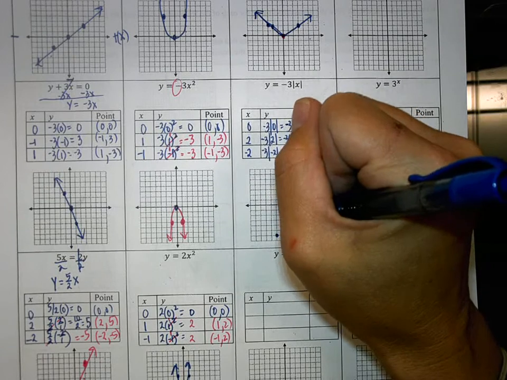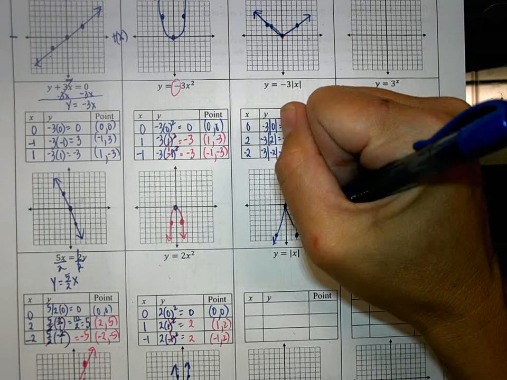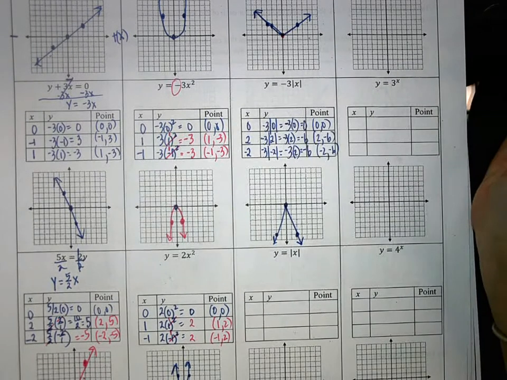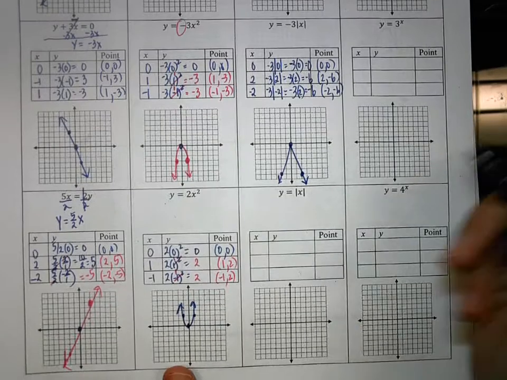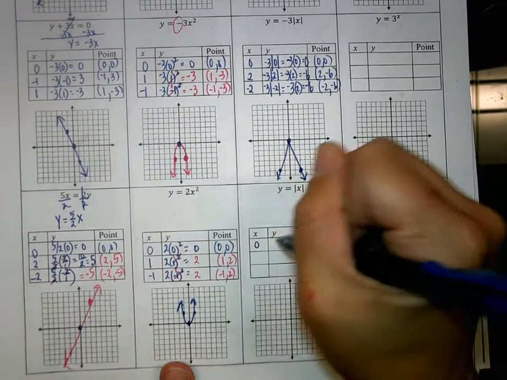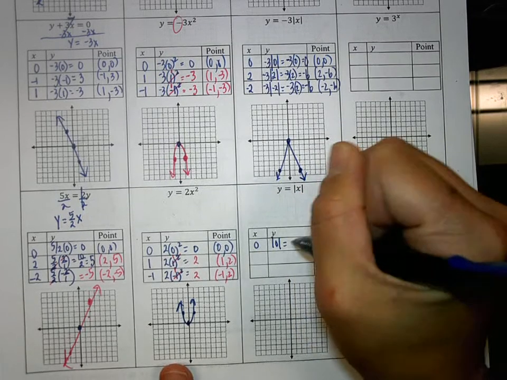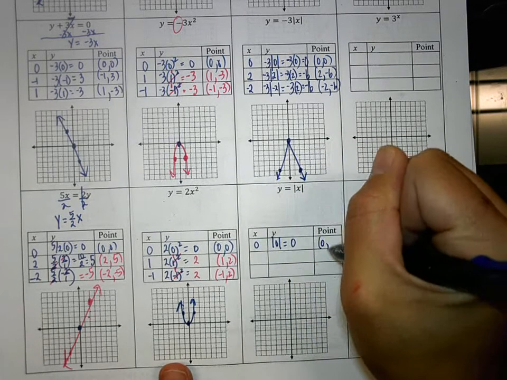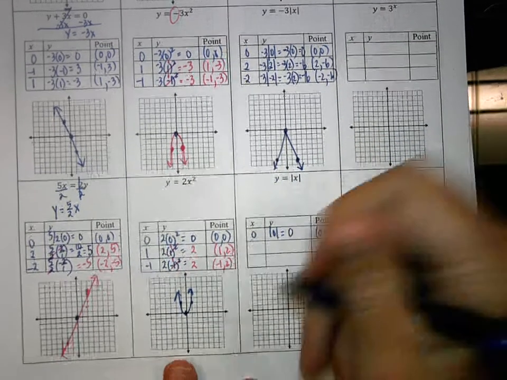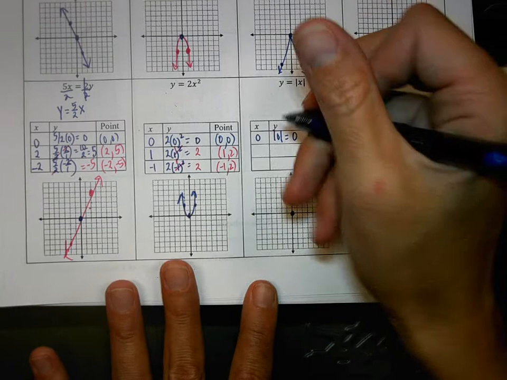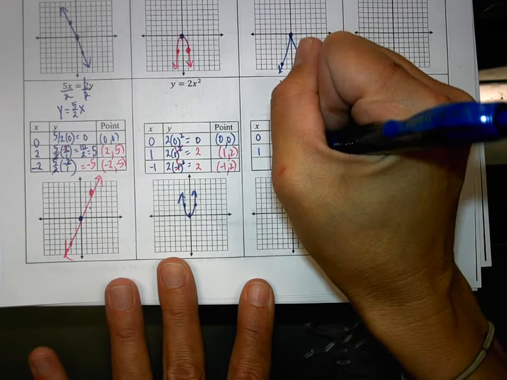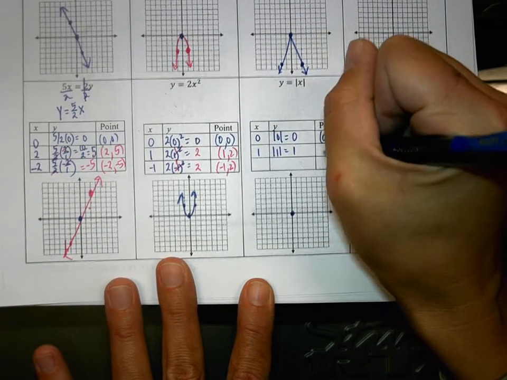And again, these should be lines. All right, last one. Plug in 0. Absolute value of 0 is 0. So 0, 0. What's the next value you want to choose? 1? Okay. Absolute value of 1 is 1. So we have 1, 1.